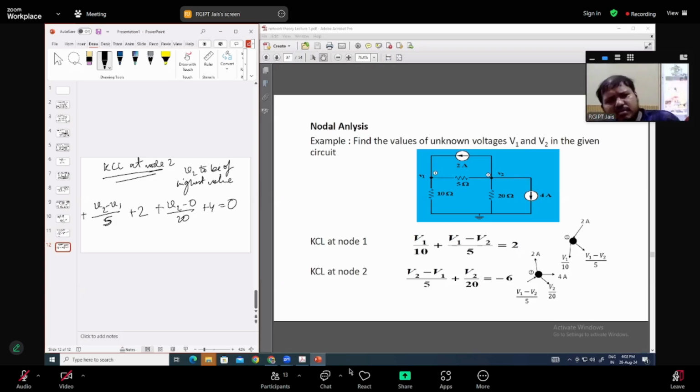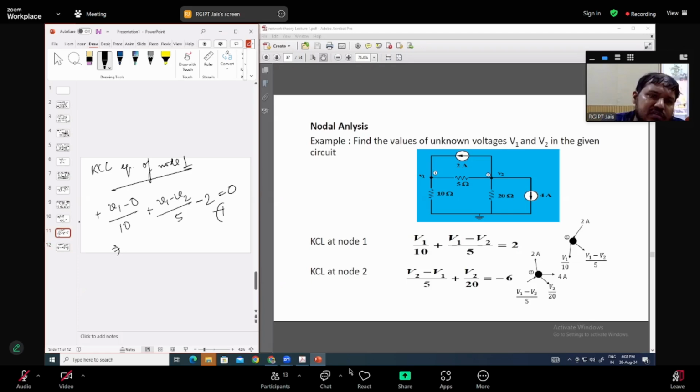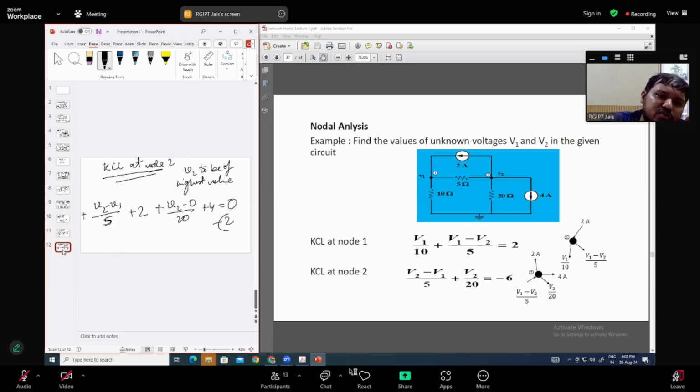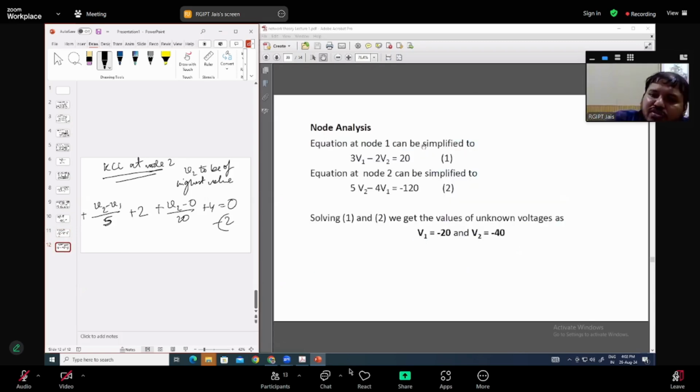Again, in this equation two unknowns are there, V1 and V2. This is equation 2, and this is equation 1. From these two equations, you will be able to solve the two unknowns, the values of V1 and V2. One minute.